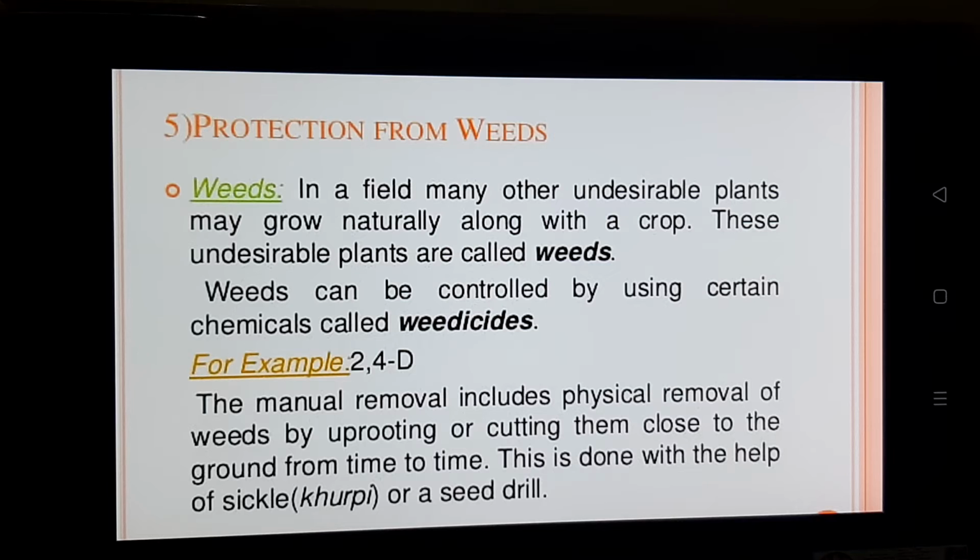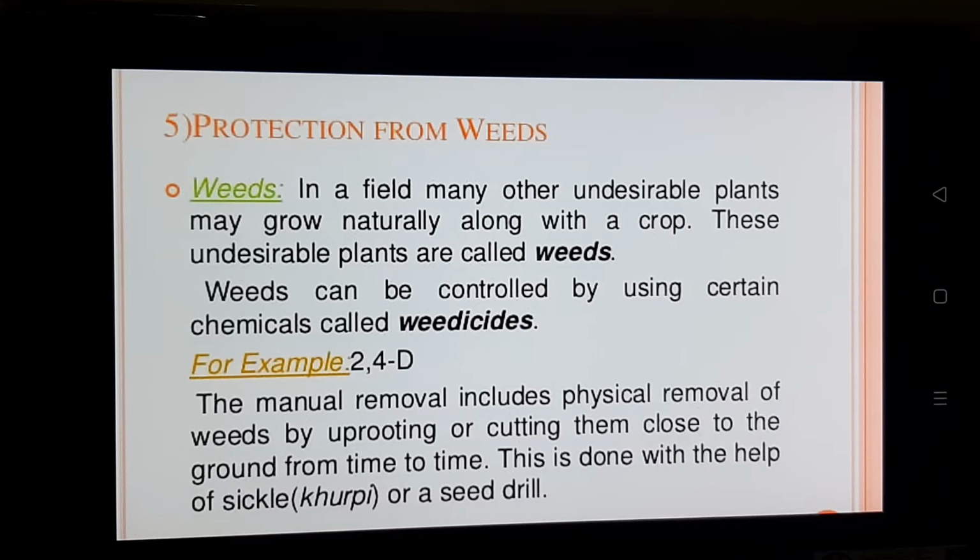Students, you know what is meant by weeds. When crops grow in the field, some undesirable plants, which we don't want, may grow naturally along with the crop. These undesirable plants are called weeds. This type of weed is not useful for the farmer.